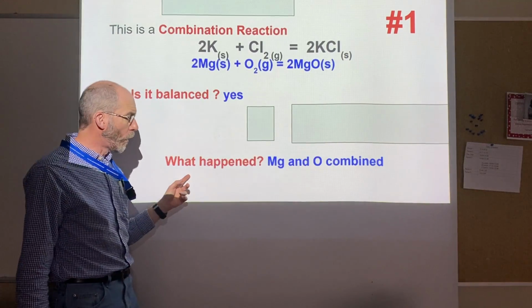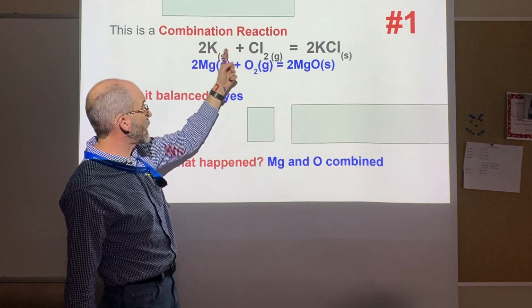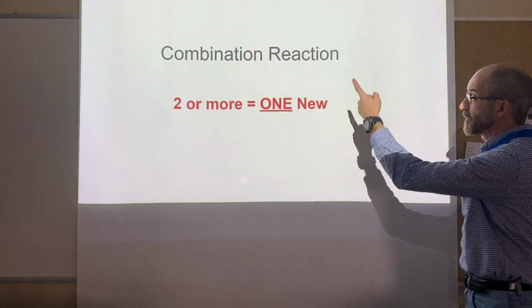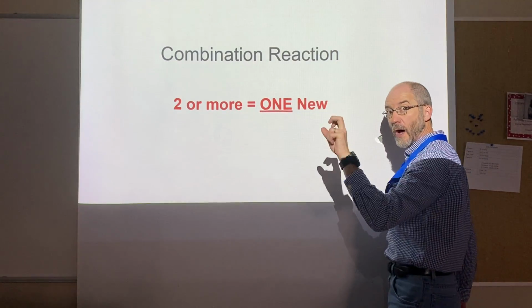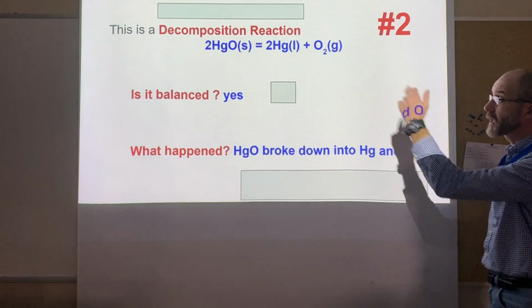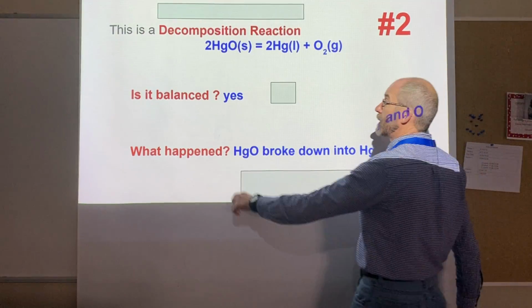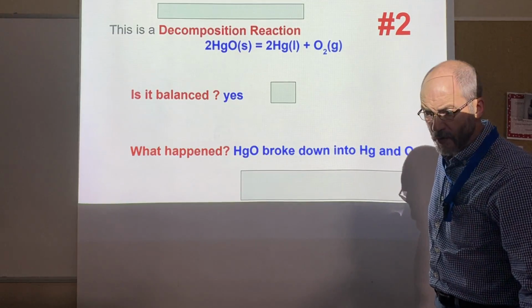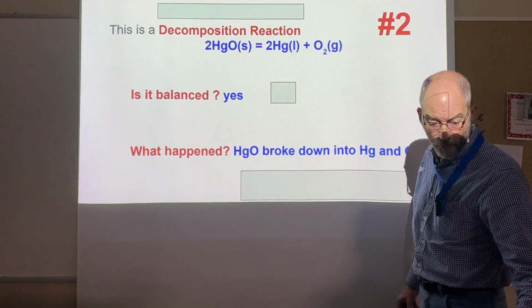Yes. What happened? Well, in this case, magnesium and oxygen combined, or in this case, potassium and chlorine combined. All right, moving on. In a combination reaction, we had two or more, but we only ended up with one. That's why it's called combination. All right, decomposition reaction. In this case, we'll only look at one: mercury oxide. Now, here's the question you might ask. What made it decompose? I'll just be honest with you, I don't know.